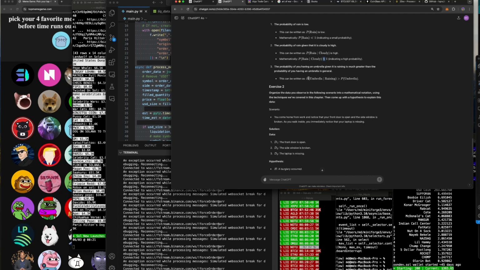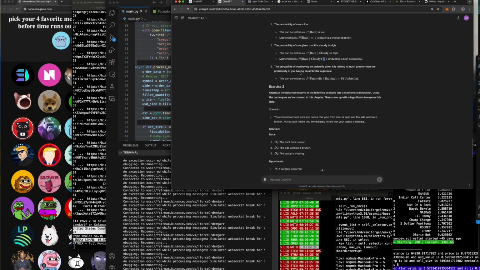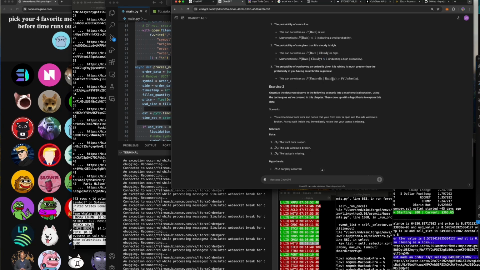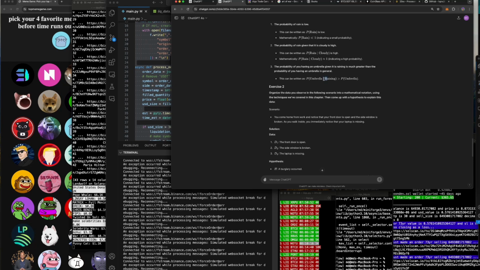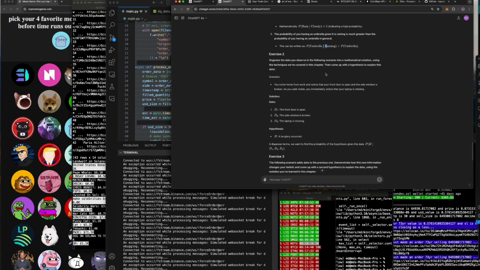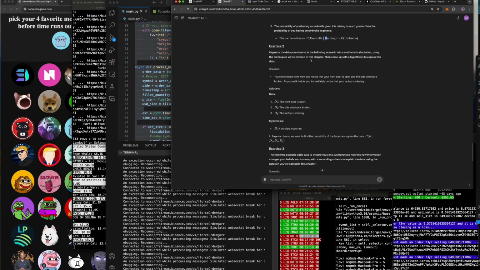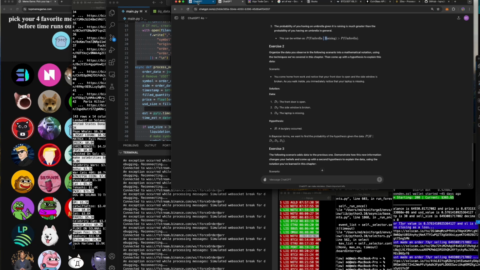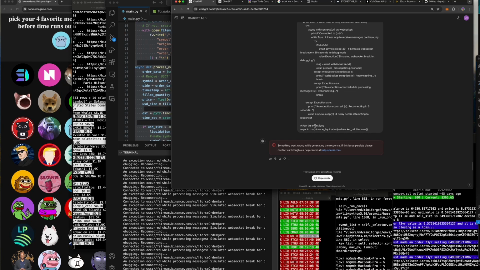The probability of you having an umbrella given it is raining is much greater than the probability of having an umbrella in general. This can be written as P of raining is P and umbrella. Okay, so this must be an and. Okay, so exercise 2: organize the data you observe in the following scenario into a mathematical notation using the techniques we've covered in this chapter, then come up with a hypothesis to explain this data. Come on, shorty. You got this.